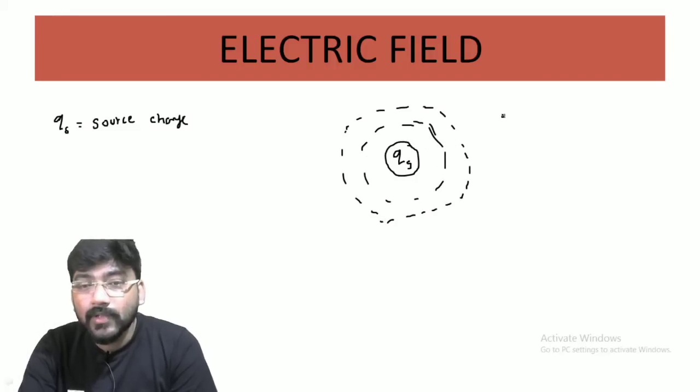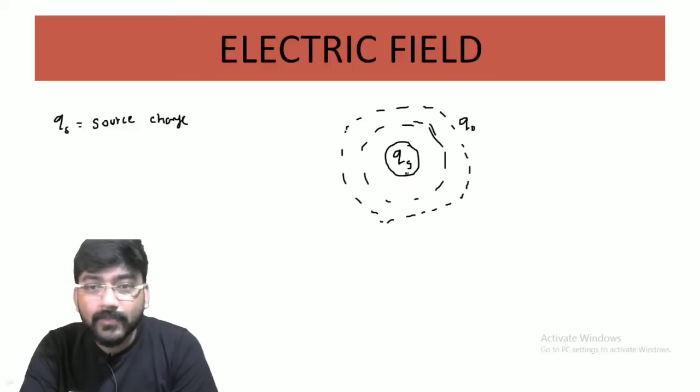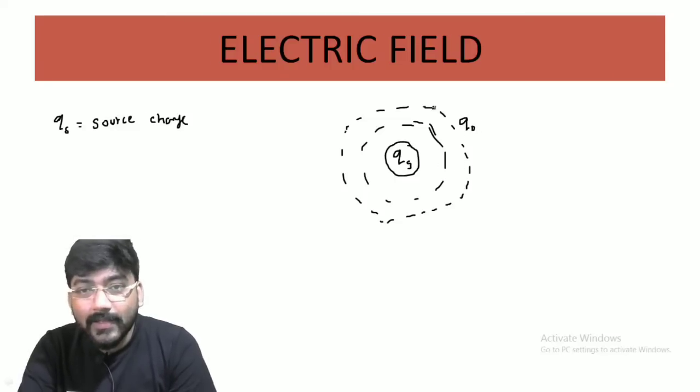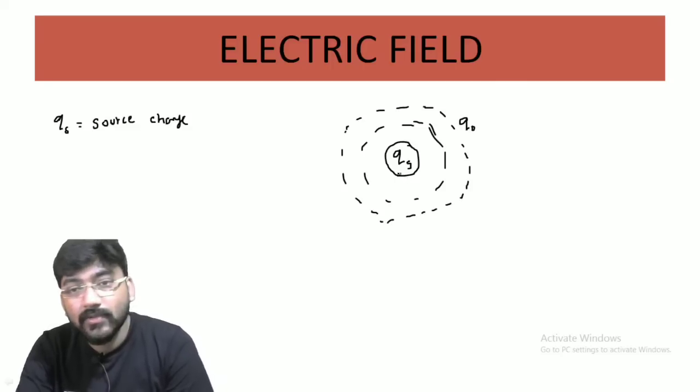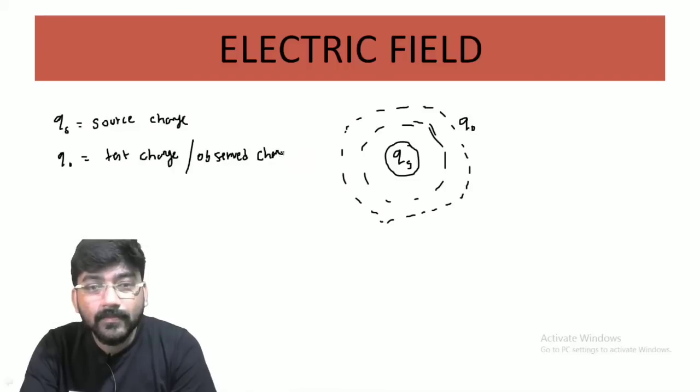So if another charge, known as test charge, is placed in this region, then this Q0 will experience a force due to QS. And this region of space created by the source charge QS is known as electric field. And here this Q0 charge is known as test charge, or sometimes it is known as observed charge also. So this is the region, electric field, the region of space.